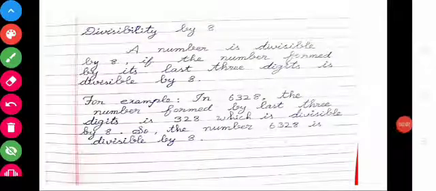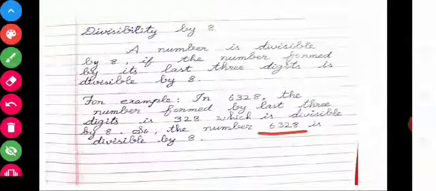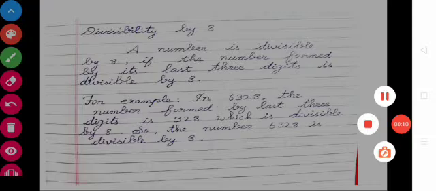41 8s are 328. So, the number 6328 is divisible by 8.